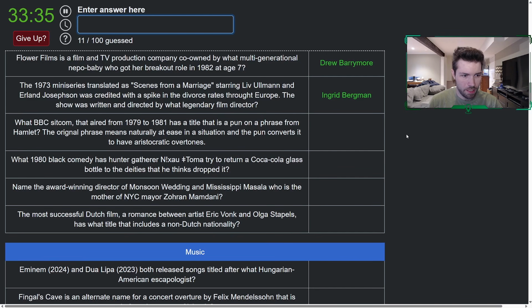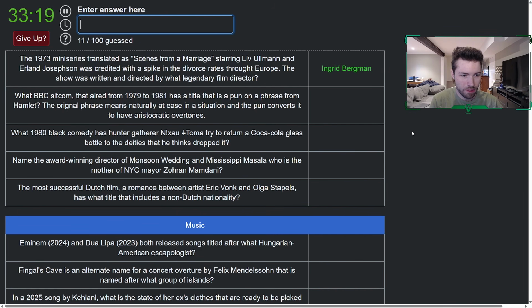What 1980 black comedy has a hunter-gatherer that tries to return a Coca-Cola glass bottle to the deities that he thinks dropped it? This is probably like a Southern African language with clicks, but I have no idea what this would be. Name the award-winning director of Monsoon Wedding and Mississippi Masala, who's the mother of Zohran Mamdani. What? I didn't know he had a famous mother.